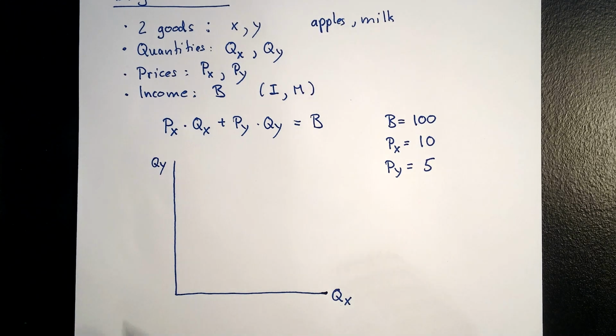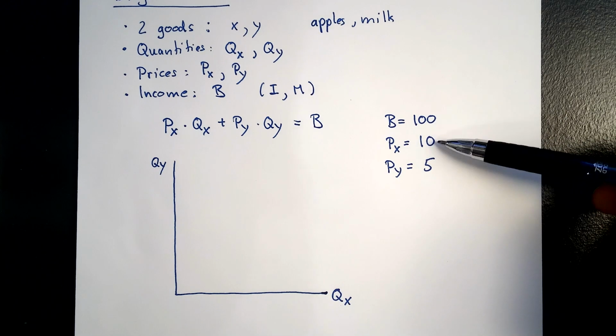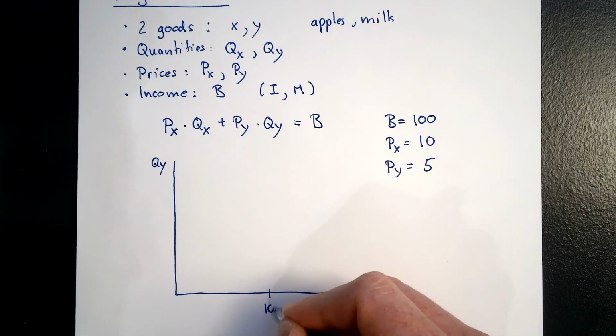Now, in order to draw the budget constraint, or to show all the possible bundles or quantities of X and Y which you can buy with your budget, the easiest way to do this is to ask: how many units of X can I purchase if I spend all my money on X? I have an income of 100, and each unit of X costs $10. So I can purchase a maximum of 10 units of X.